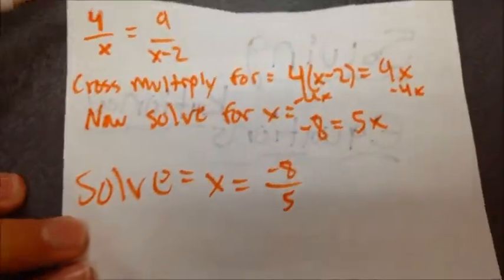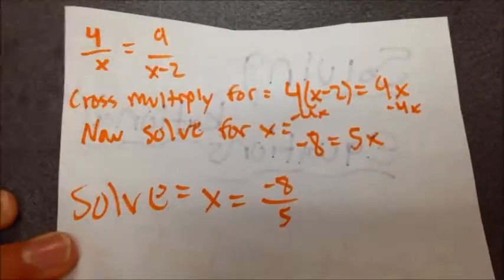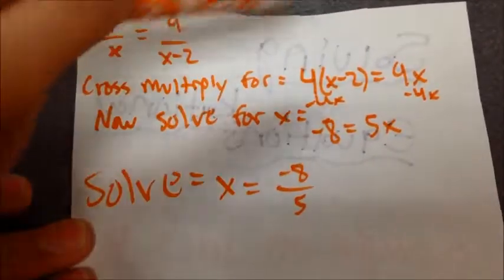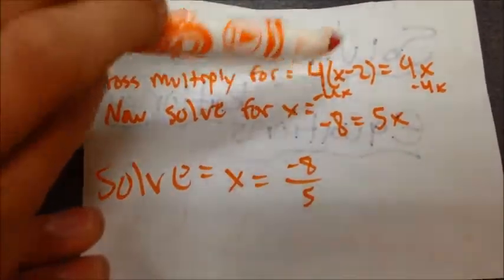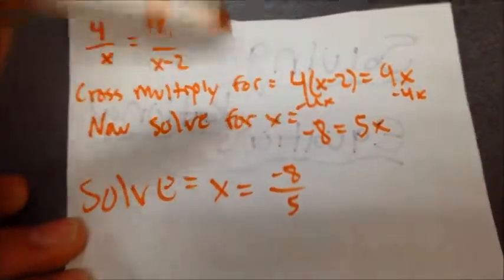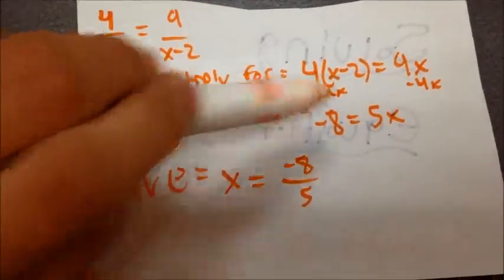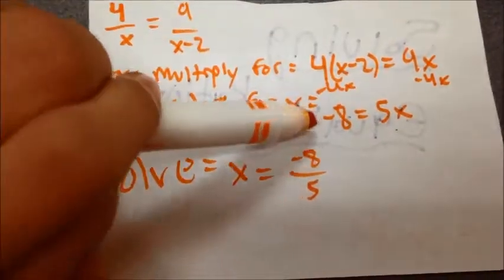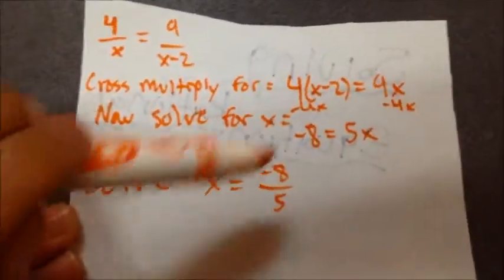So take this. 4 over x equals 9 over x minus 2. So you cross-multiply, and you get 4 times x minus 2 equals 9x. So if you simplify that out, and then you subtract 4x from each side, you have negative 8 equals 5x. And then you solve that, and you get x equals negative 8 over 5.